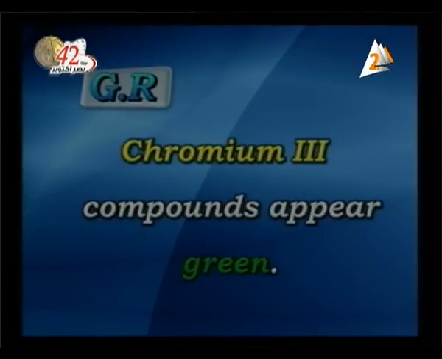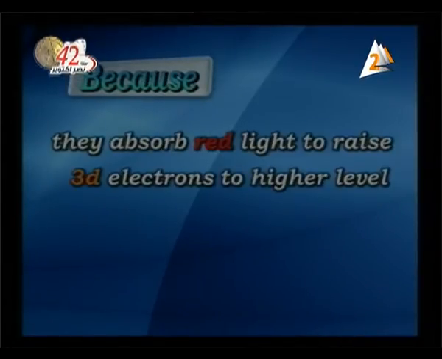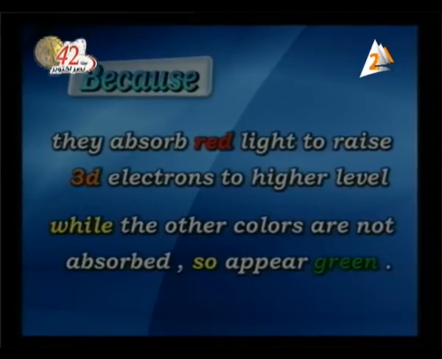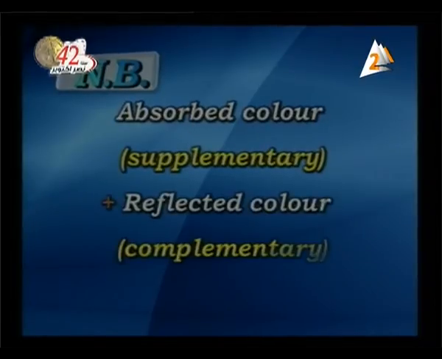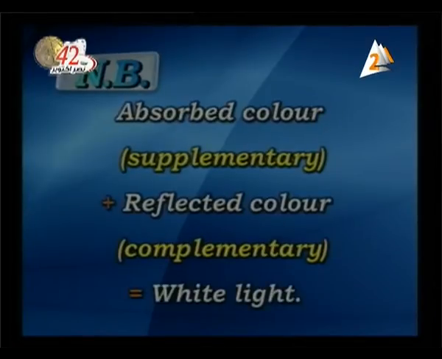So we have give reason in this point. Chromium 3 compounds appear green. The reason for that is because they absorb red light to raise the 3d electrons to a higher level, while the other colors are not absorbed, so they appear green. My dear student, notice that the absorbed color, which is a supplementary color, plus the reflected color, which is a complementary color, gives the white light.